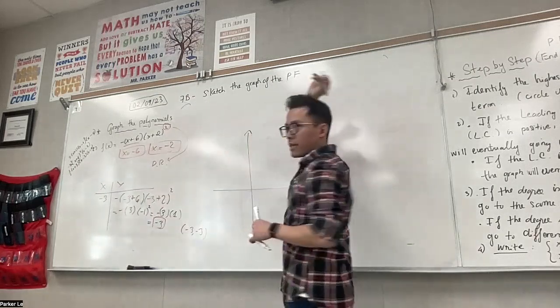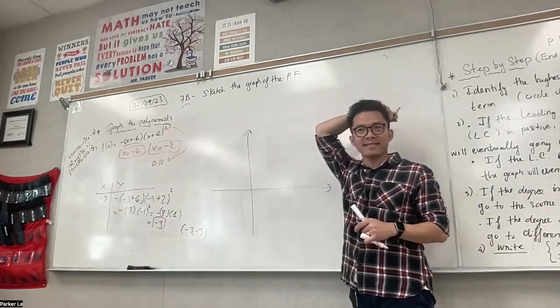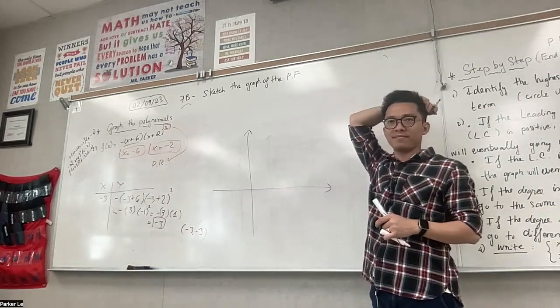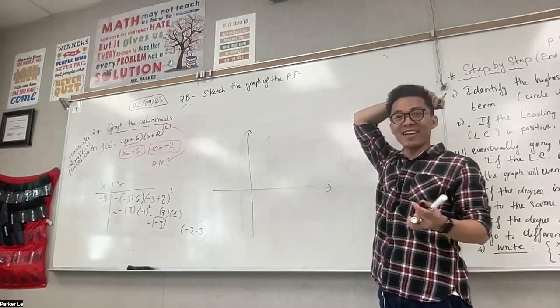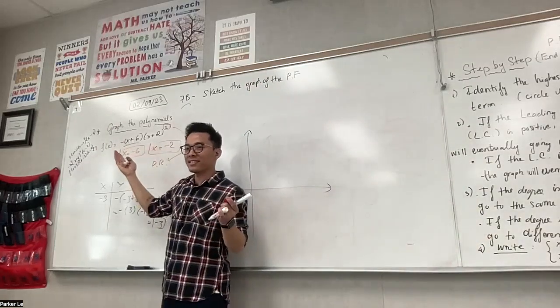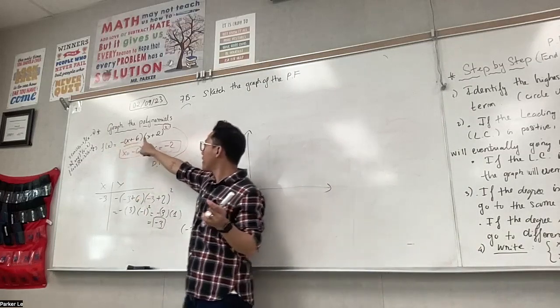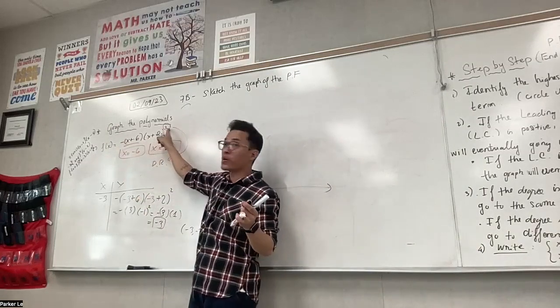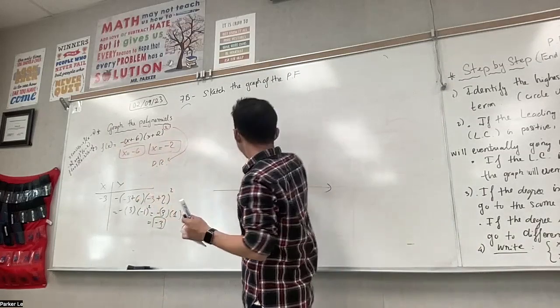All right, the degree. What is the degree? 3. Good. You count how many x's, right? This is one x over here, but how many x's here? 2. So there's a degree 3.